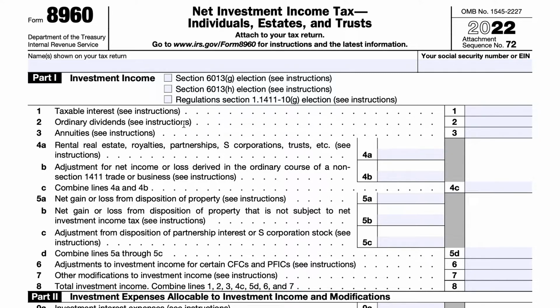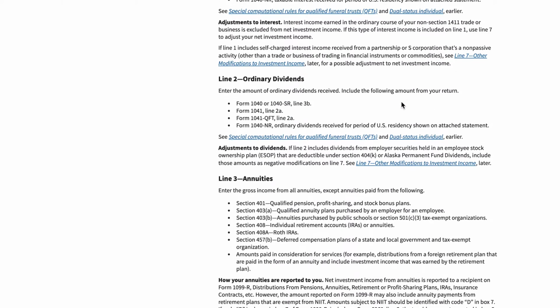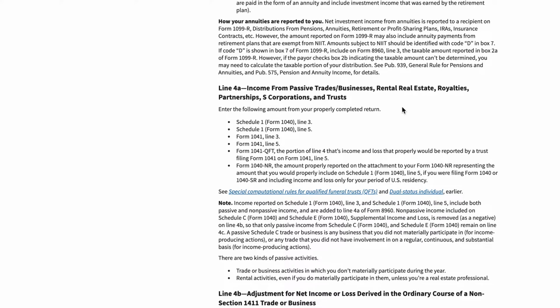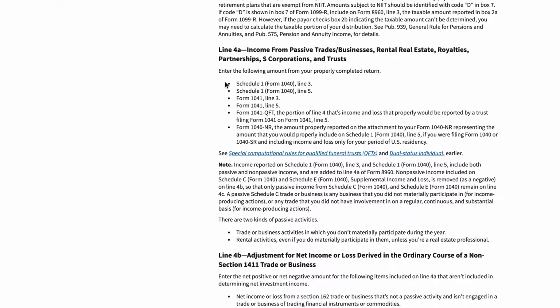Annuities, rental real estate, royalties, partnerships, all of that would be on your Schedule E if you filed that. Then there's the adjustment for net income or loss derived in the ordinary course of a non-Section 1411 trade or business. You'll combine those two lines, 4A and 4B, to get to 4C. Real quick, we'll go back to the instructions. For 4A, you're looking at all of this information.